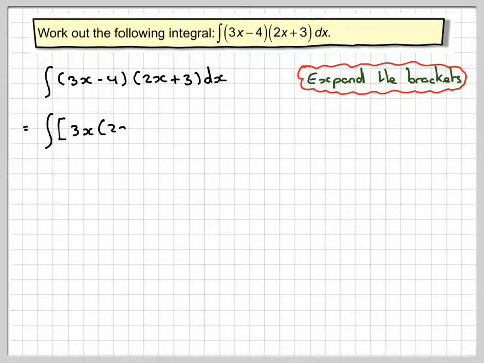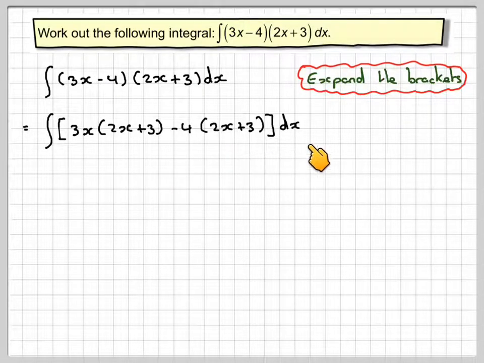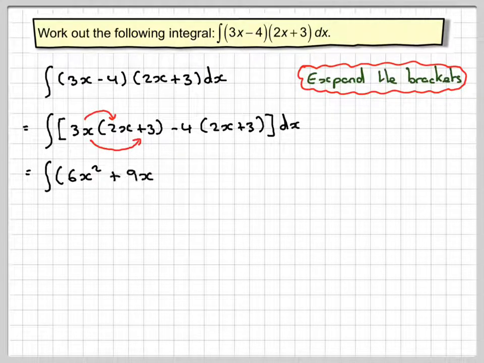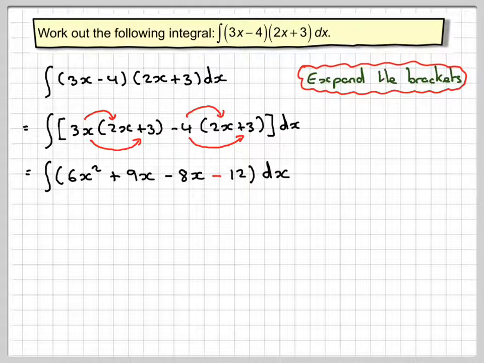So, we've still got the integral sign. So, we're going to do 3x times (2x plus 3), and minus 4 times (2x plus 3) dx. Multiplying out, we're going to get 6x squared plus 9x minus 8x, and then minus 12 dx, and then we collect the two like terms together in the middle.